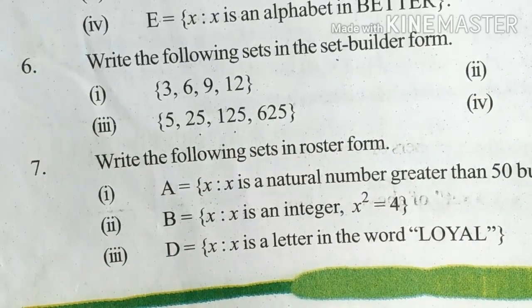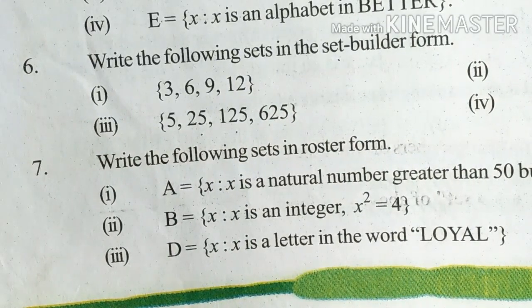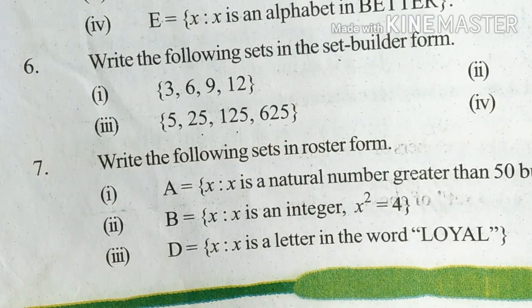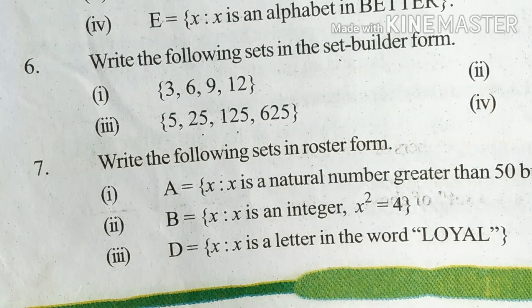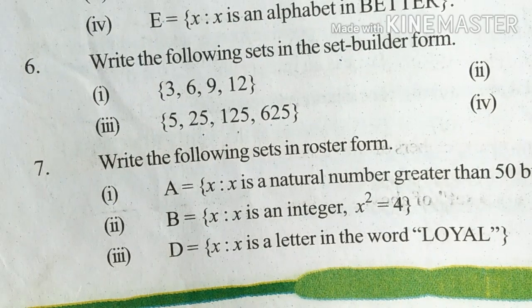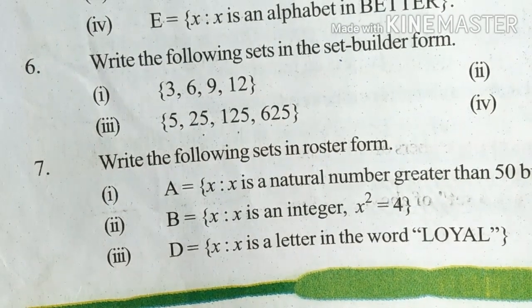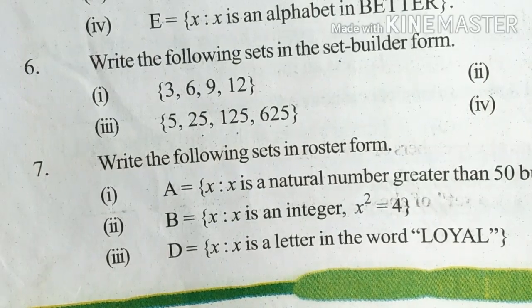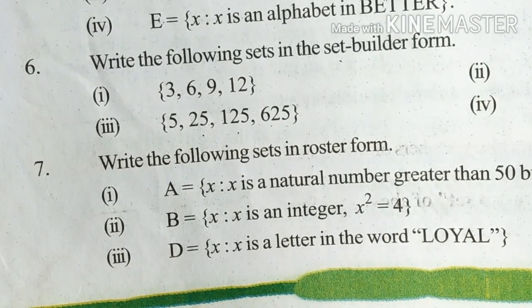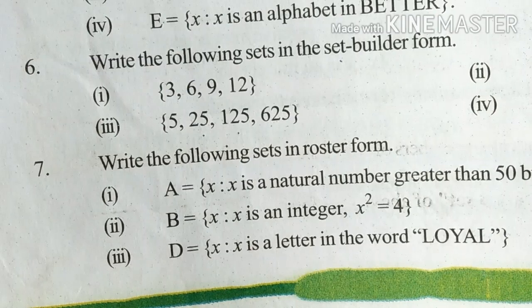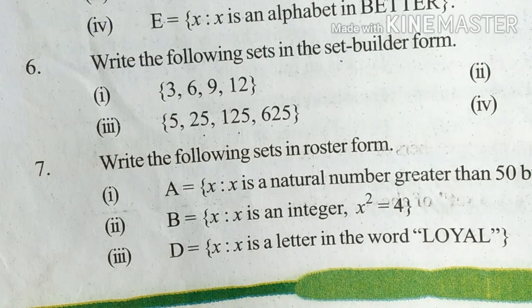Next, second problem. B is the set of all elements x such that x is an integer. Integer means positive numbers and negative numbers. x square is equal to 4. What are the possibilities? Yes, two possibilities. Positive 2: 2 twos are 4. Negative 2 whole square: minus 2 into minus 2, minus into minus is plus, 2 twos are 4. So there are two elements.